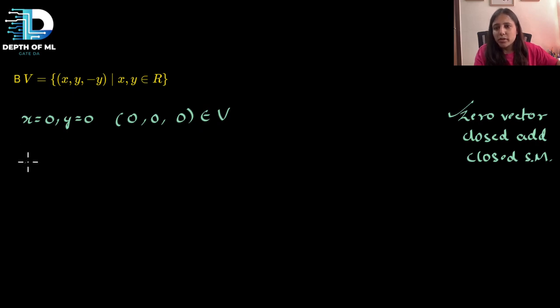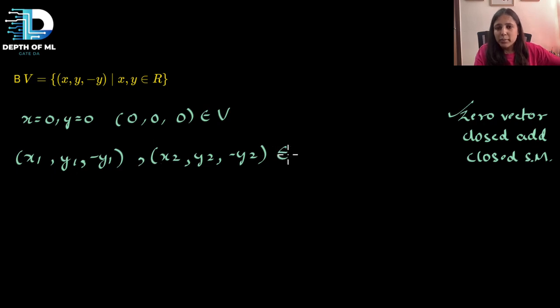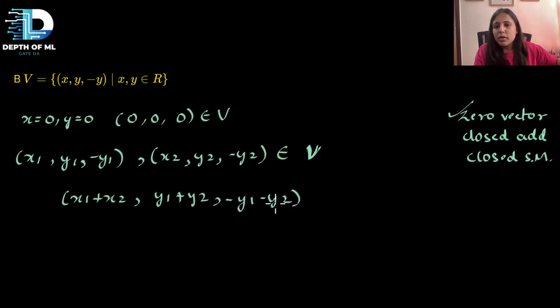So I'll assume two vectors. I'll say I have x1, y1 and minus y1. And the other vector that I have is x2, y2 and minus y2. So I know that they belong to V. If they belong to V, then their summation should also belong to V. So I'll just add them up and see whether their addition belongs to V. So I have x1 plus x2, then y1 plus y2, and then minus y1 minus y2.